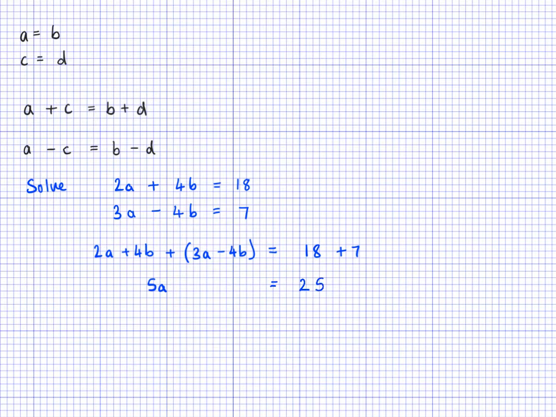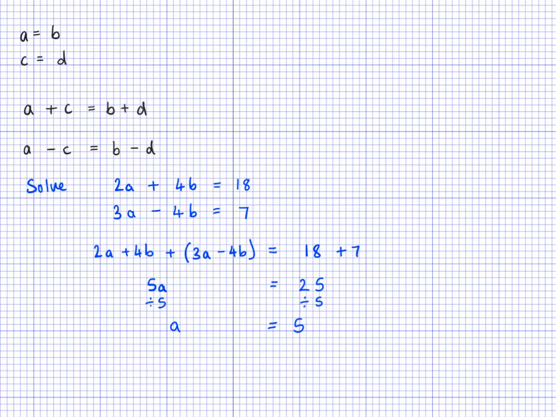Okay? And now 5A equals 25. Now if I divide by 5, I will get A. I need to do the same here, divide by 5. So A equals 25 divided by 5, which is 5. Now if I know what A is in this question, I can find what B is, because if A is 5, I can say, well, 2 times 5 is 10. So 10 add 4B is 18.